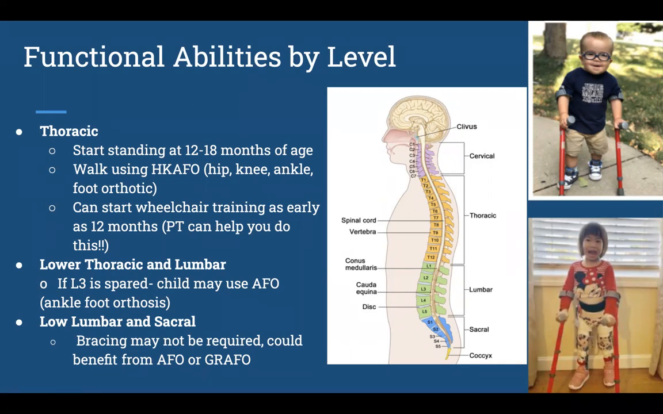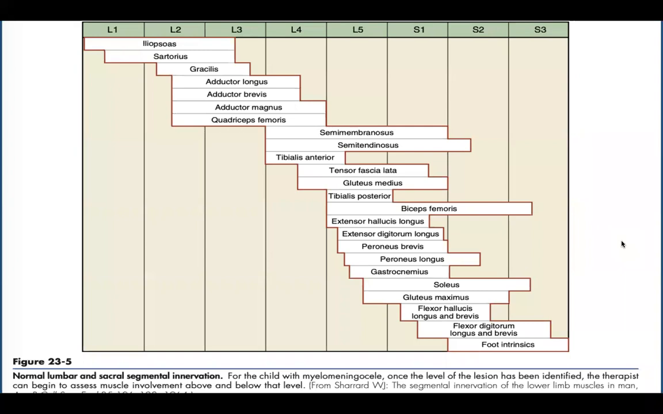For somebody who has a lower thoracic or a lumbar lesion, so that lower part of your back, might not require as hefty of adaptive equipment, but still might require some. And then for people who have a lower lumbar or a sacral lesion, may not require any bracing, but could benefit from stuff like an ankle foot orthosis or GRAFO, which is a ground reaction AFO. That just means it gives you a little bit more pep in your step, helps you with a little extra spring.